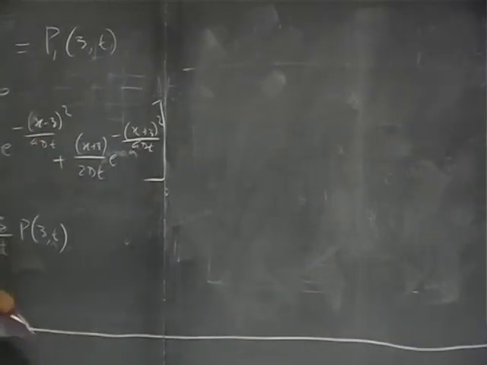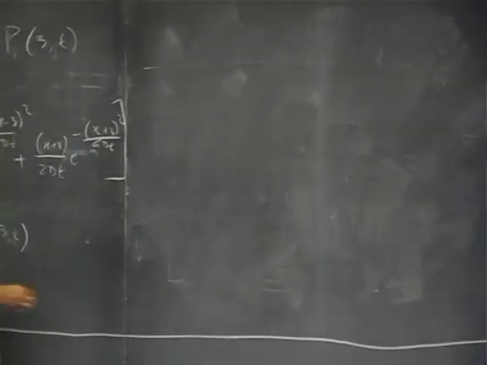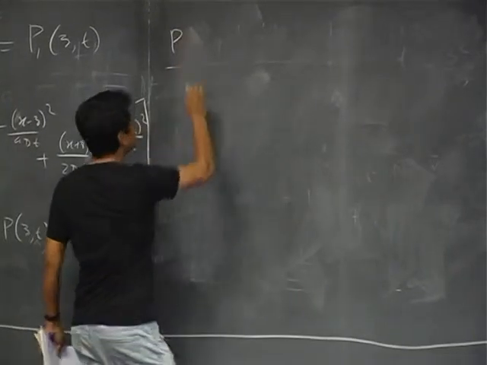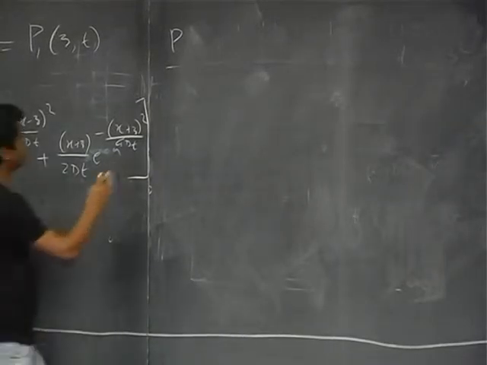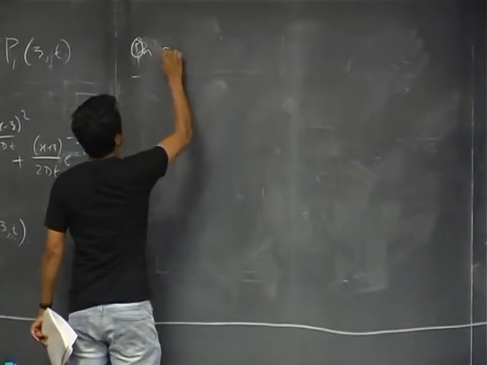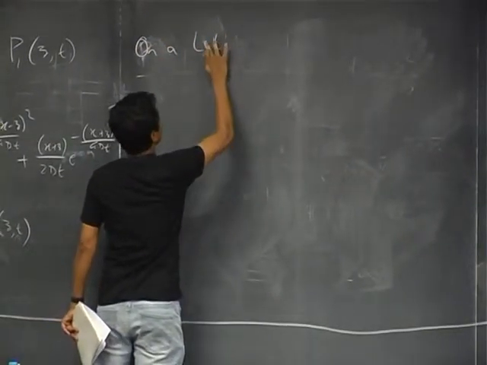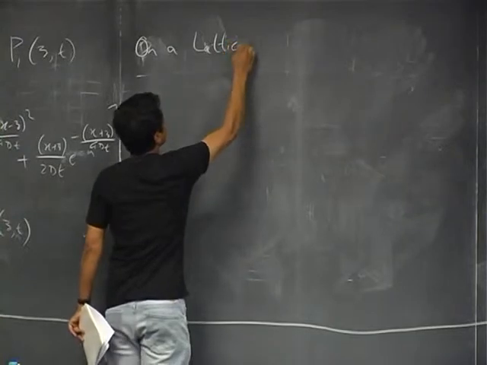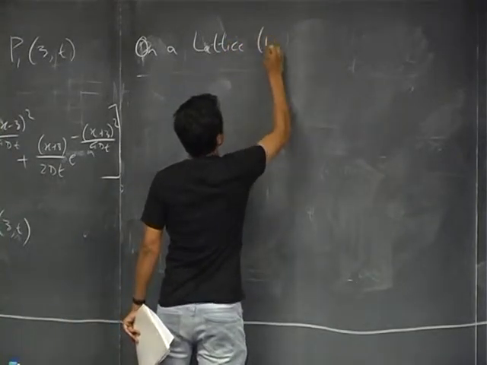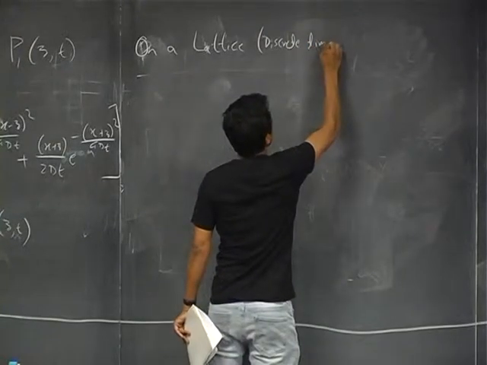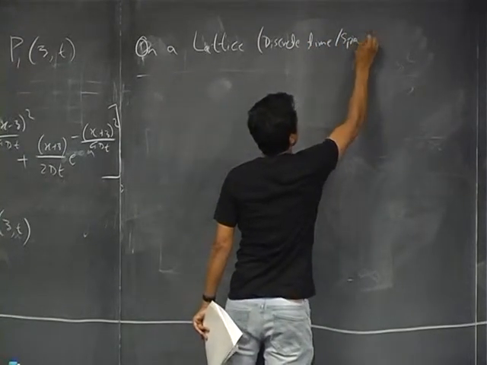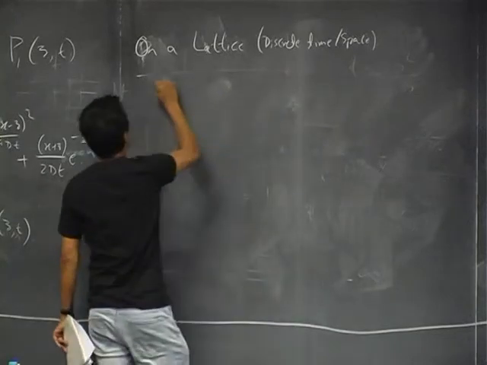Okay, so you can also do this problem on a lattice, and let me just state what the answer is. So this is of course the density, so this is P1(z,t). So if you do it on a lattice, then P1.